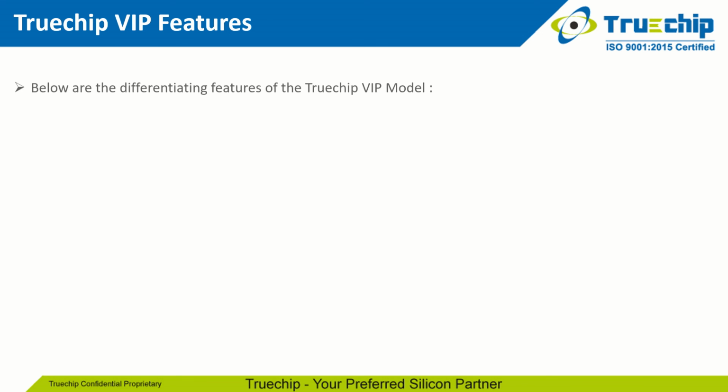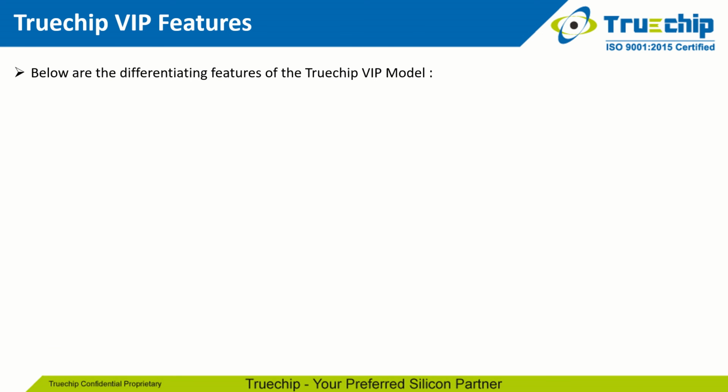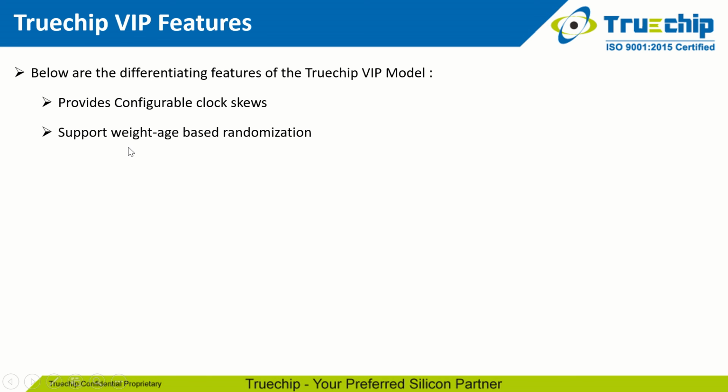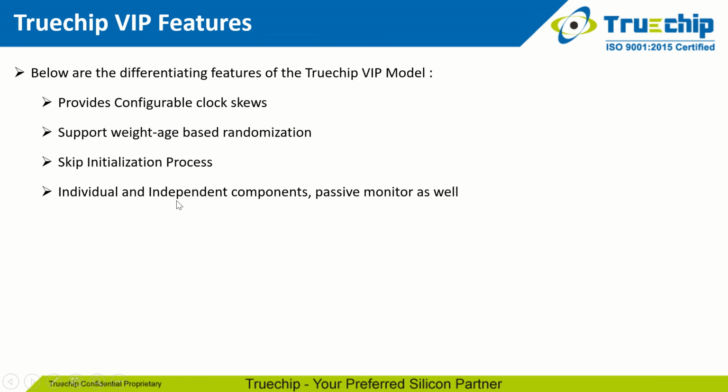Now let's talk about the TrueChip VIP features. Below are the differentiating features of the TrueChip VIP model. First, it provides configurable clock skews. It supports weightage-based randomization in case of generating transactions. It can skip the initialization process in case the user wants to perform direct writes and reads without any power-up initialization or any other training; TrueChip VIP can do that as well. It has individual and independent components, including a passive monitor as well, and easy enabling and disabling of components as per the requirement.